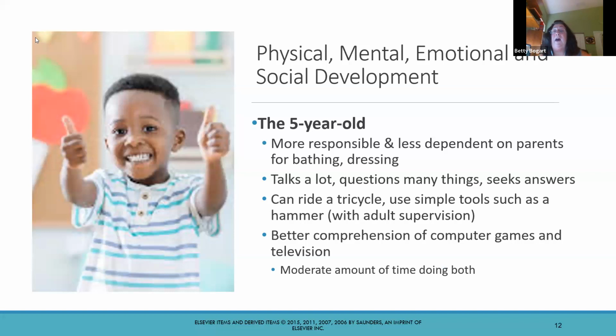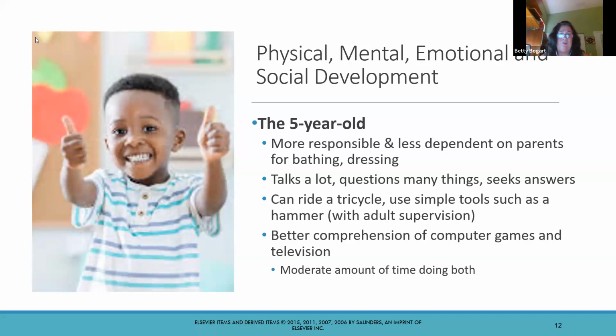Now we're getting to the 5-year-old. Well, the 5-year-old's doing more and more and more for himself now. They can dress themselves, they can bathe themselves. And I'm telling you, the amount of questions that come out are quite amazing. And a lot of them, you're like, oh, wow, how does he even know to ask that question? So give them answers again in a developmental way that they understand, okay? Don't talk so over them that they don't get it.